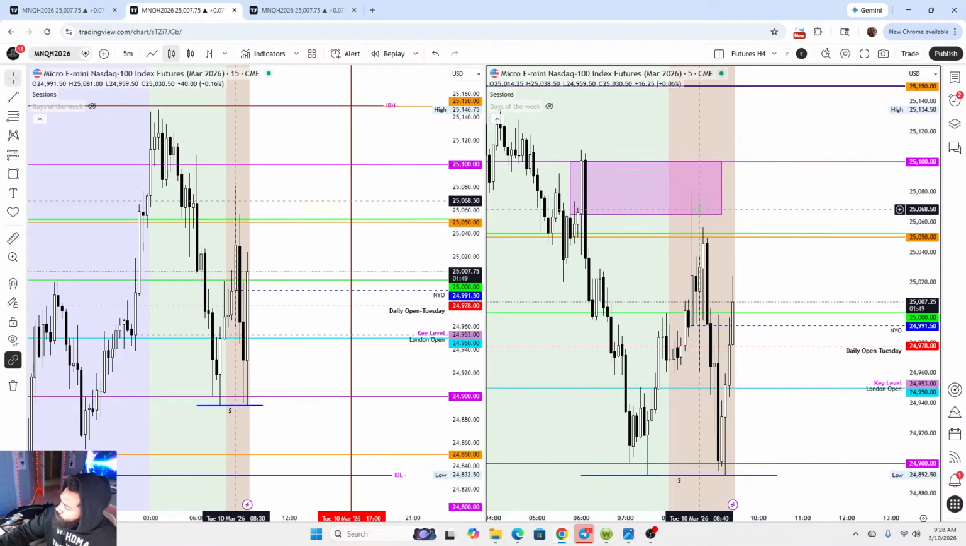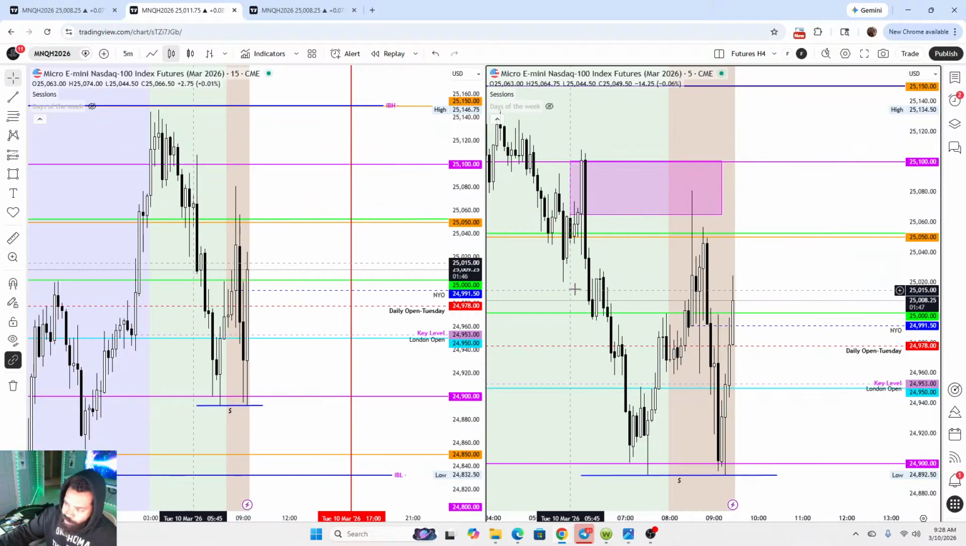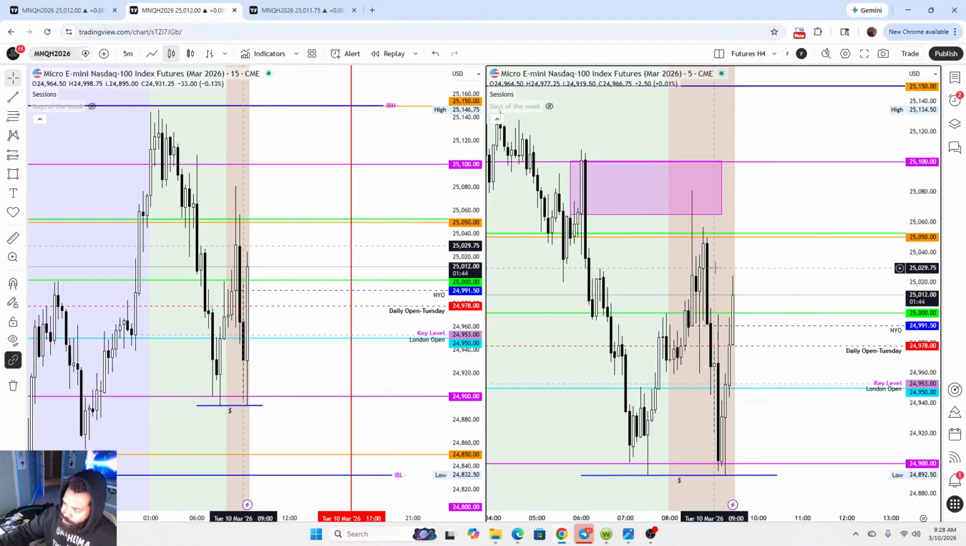So we'll see how this 5-minute candle closes though. If it can reach into the supply more, so into this area here, 25.040s.